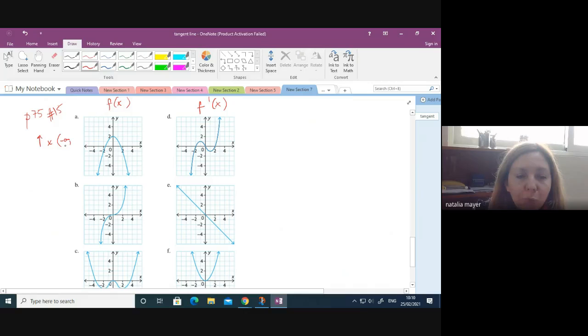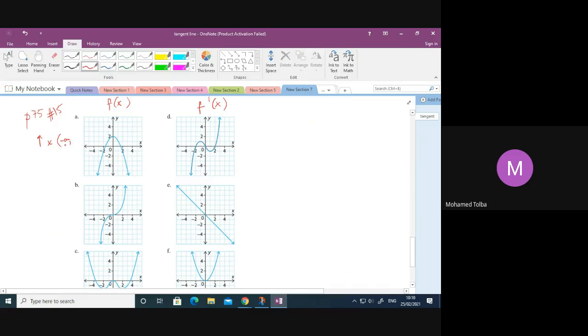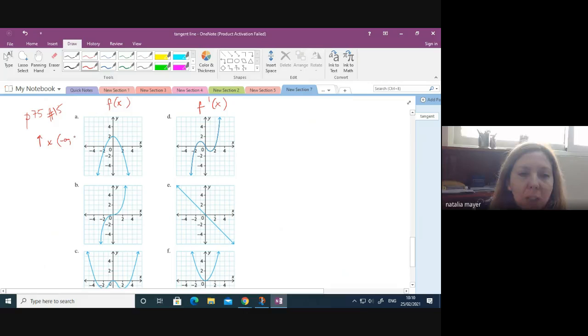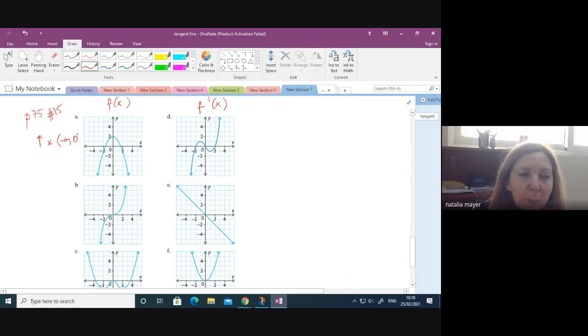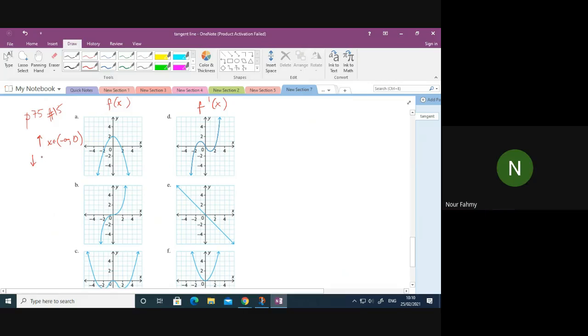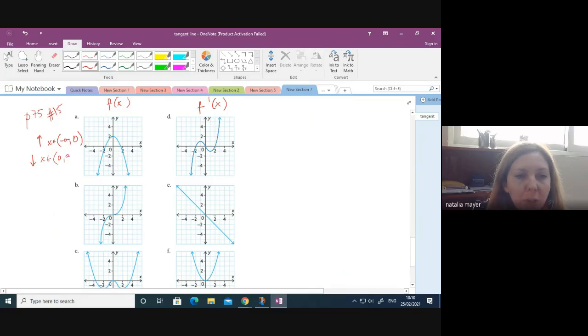Until 2? Mohammed, we state the interval for x. Until 0. Including 0 or excluding 0? Excluding 0. Yeah, excluding 0. We'll speak about 0 later. Now, where is the function decreasing, Noor Fahmi? From 0 until positive infinity.